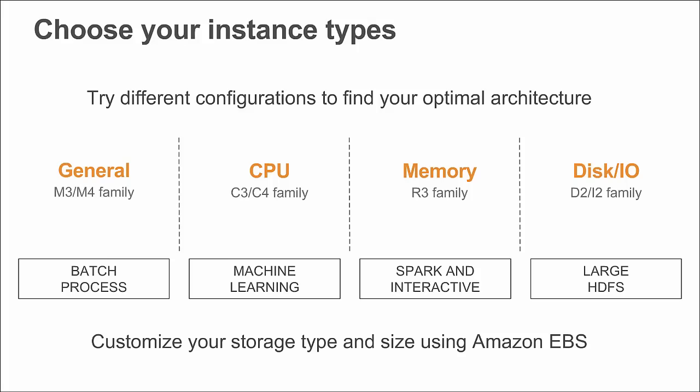And to any of these, you can also customize the amount of storage you want using Amazon EBS, which gives you access to magnetic or SSD storage. So you can essentially design a custom node for your workload, and we allow you to mix and match node types within a cluster. So a lot of flexibility to deploy the kind of cluster that you want.